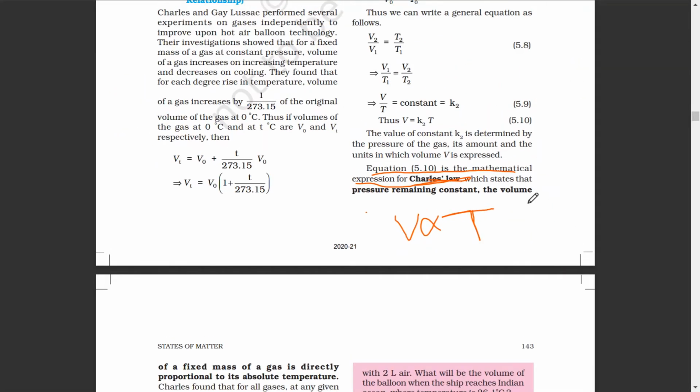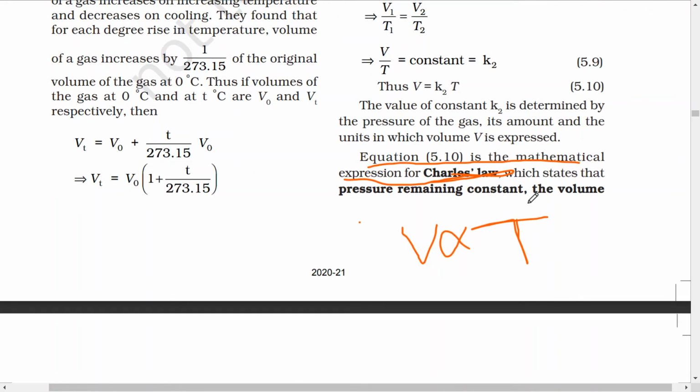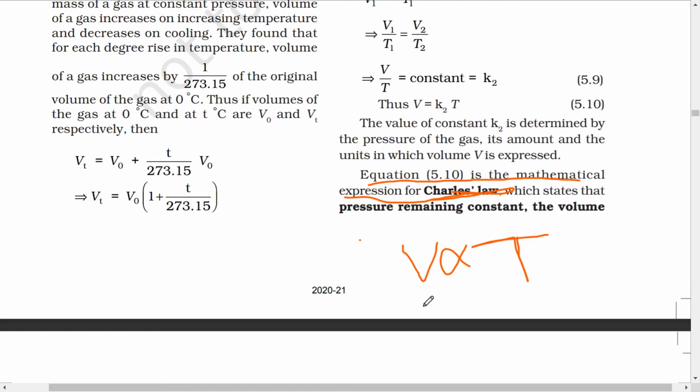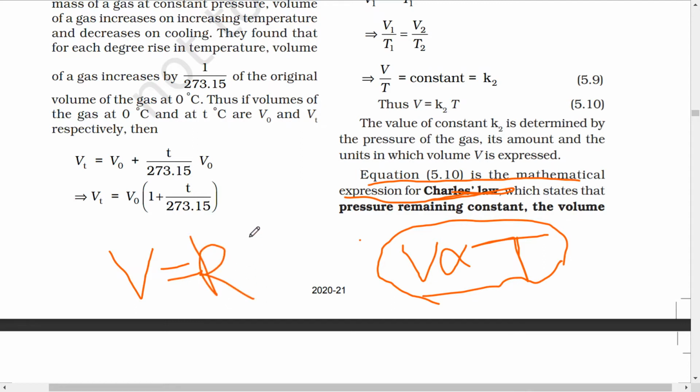But this is not the equation. This is just the relation. If they ask a relation, what is the relation which you get from Charles law, then you must write this. But if they ask equation, then you must write V equal to KT. K represents constant, T represents temperature, right?